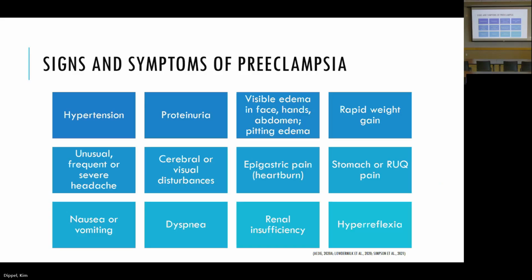So here are signs and symptoms of preeclampsia. Of course, we've talked about hypertension and proteinuria. We've talked about edema in the face, hands, rapid weight gain, frequent headaches, visual disturbances, epigastric pain and stomach or right upper quadrant pain. I think when you're asking patients about this, it's easier if you just say, do you have any pain under your right breast area that doesn't go away with Mylanta or Tums? Because if you say epigastric, they're not going to know what you're talking about. And nausea or vomiting, we talked about shortness of breath.